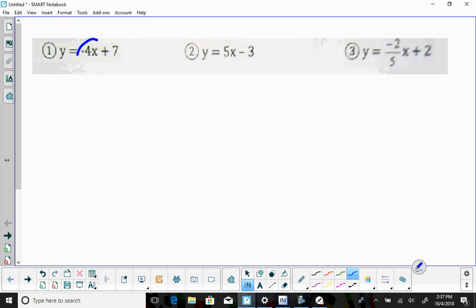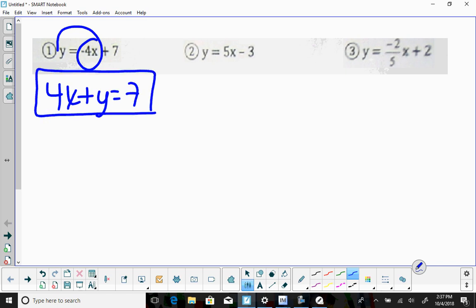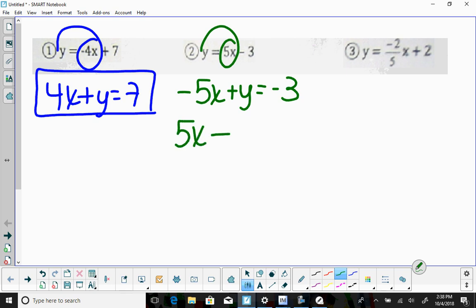Okay, so I'm going to start by moving right here. So that's going to be 4x plus y equals 7, and I'm done. X is not negative, and there are no fractions. Okay, for number 2, I'm going to move 5x over. That makes it negative 5x plus y is equal to negative 3. But we do have a negative x there, so we need to change the sign of everything. So that's going to give us 5x minus y equals 3.